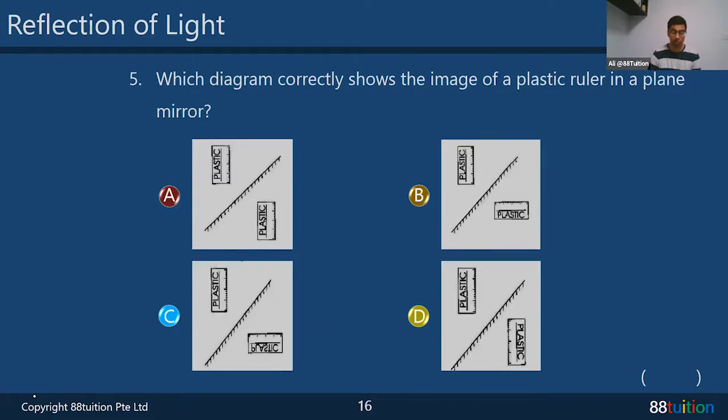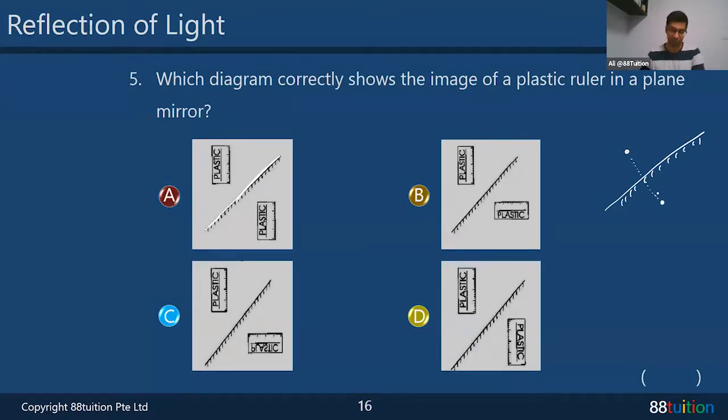Which diagram correctly shows the image of a plastic ruler in a plane mirror? Now, this is important. You just make sure you know that the mirror is at an angle like this. Okay. So, how will the image form? This is quite difficult. You have to think about how light reflects on the other side. Okay. So, usually, I will draw my own mirror. Okay. If you are standing here, your image will be on this side. Am I right? Exactly the same distance away like this. Am I right?